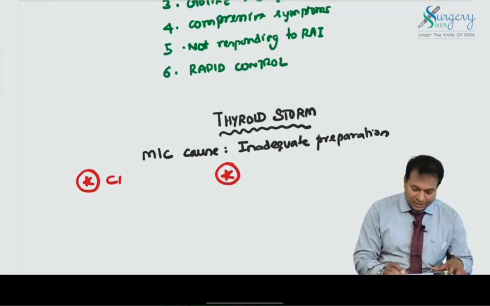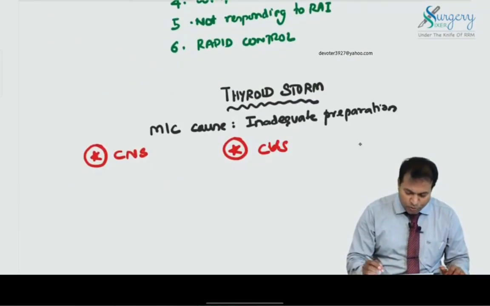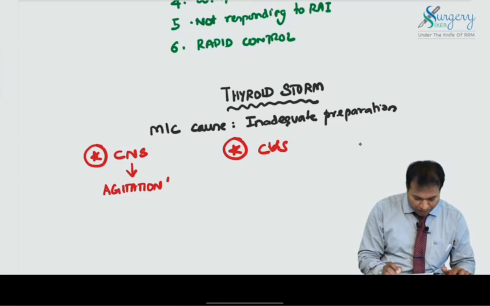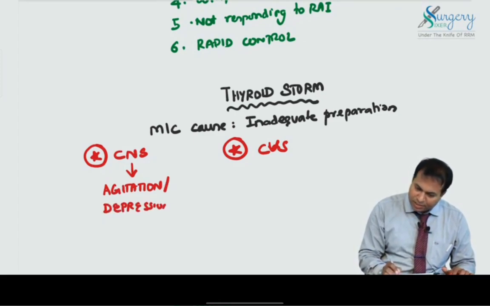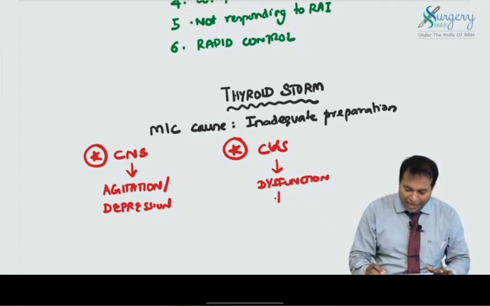What are the features? CNS problem, then CVS problem. There can be CNS or CVS issues. The CNS can go for agitation or depression. And for CVS, the CVS dysfunction is very dangerous. The patient will land up in congestive cardiac failure.